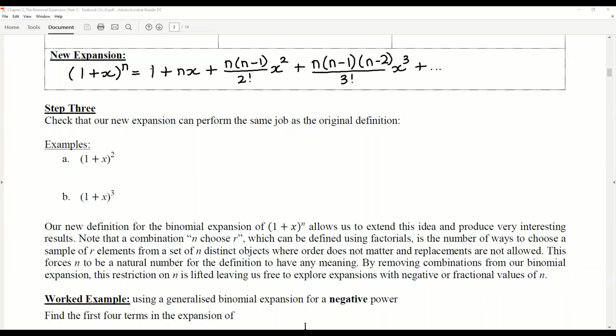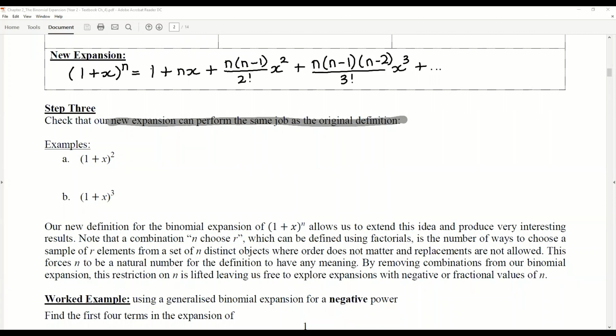I wouldn't say this is strictly a new definition. I think what we need to do is test this. So we're going to test this in step 3, and we're going to test it on 2 expansions that we do know the answer to already. So we want to see if our new expansion here can perform the same job as the original definition. Well, let's have a look. If you want to try this, please pause the video and have a go.